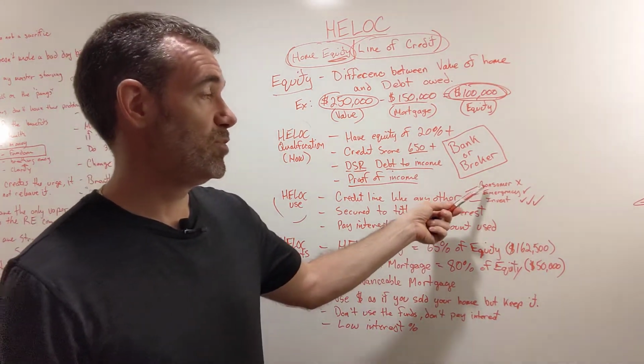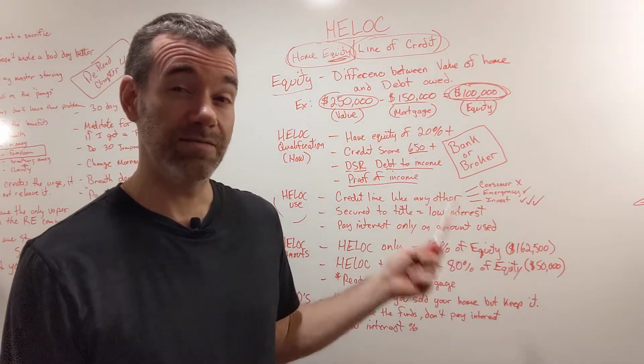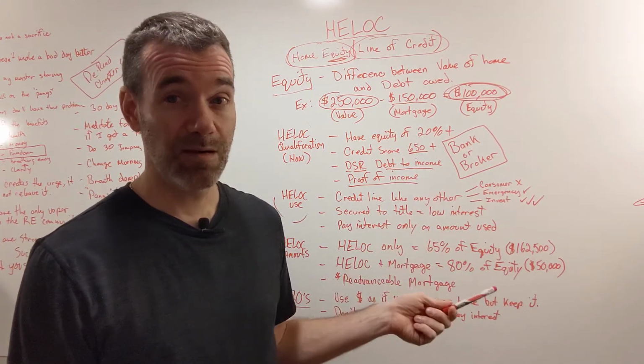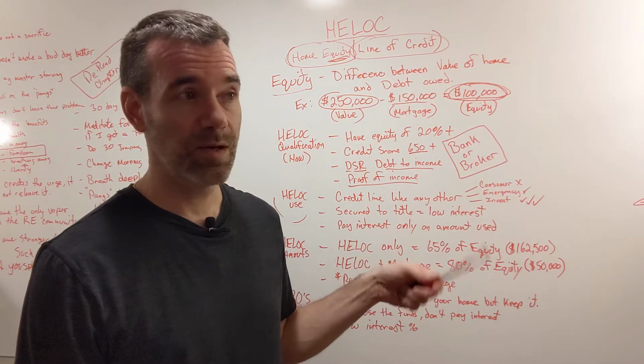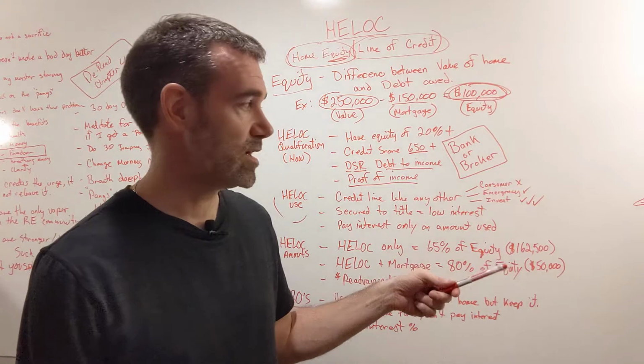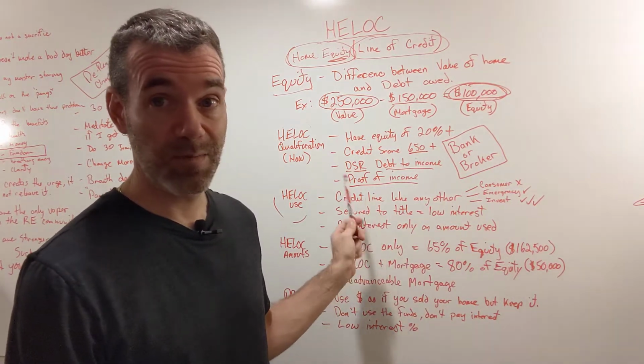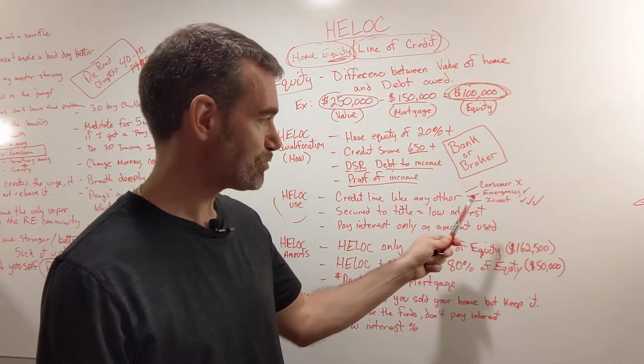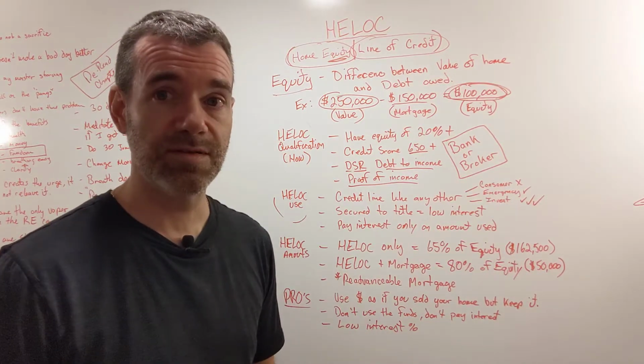If you're going to do a renovation on your home, it adds value to the home, so that might be an okay way to use it, but I wouldn't be buying boats and all sorts of depreciating assets and consumer type items, because you do owe this money back and you will pay interest on it. And then of course you can also use it to invest.